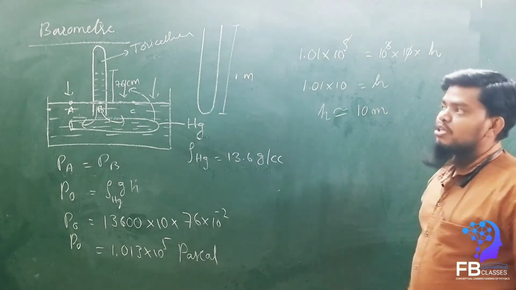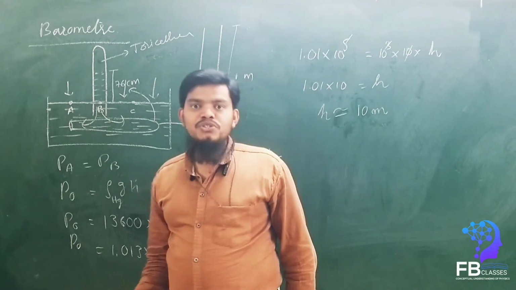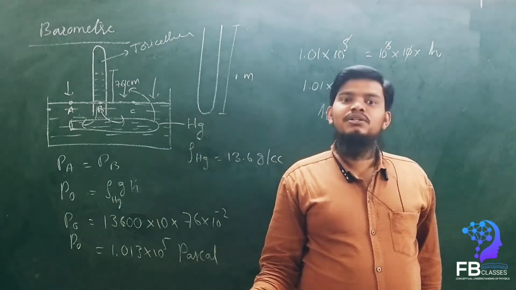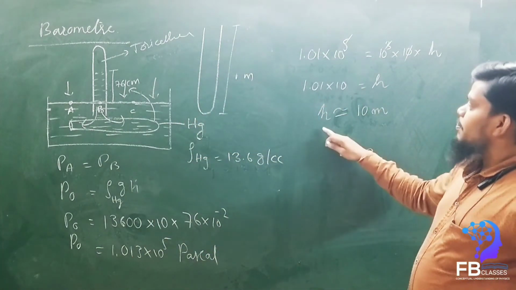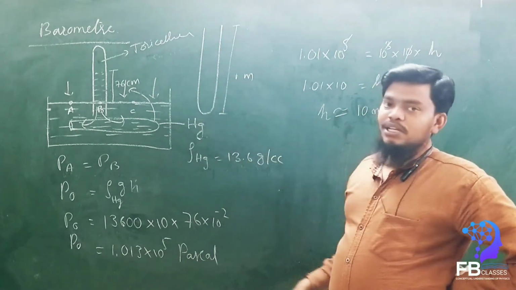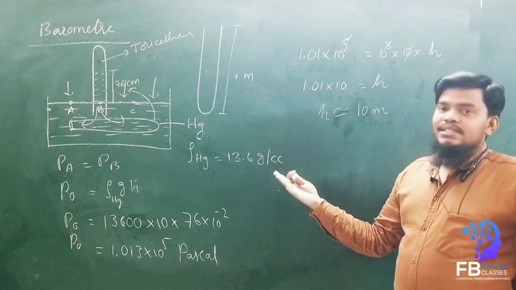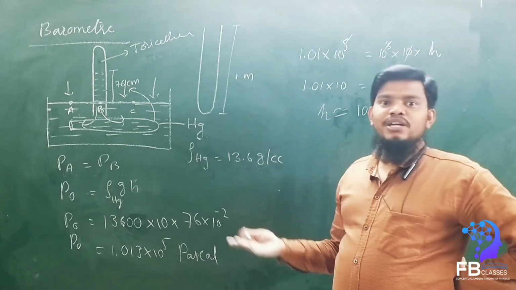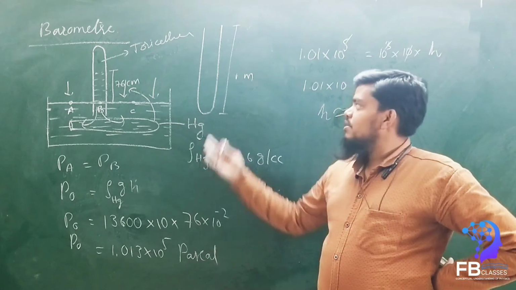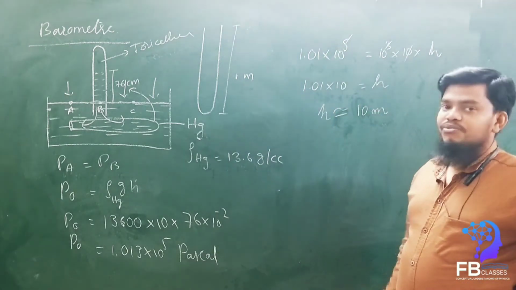So that means if you want to measure the atmospheric pressure, instead of using mercury, we can also use water. But what is the problem? The problem is the tube. We have to take a tube 10 meters in length, so it is not easy to carry from one place to another. But a 1 meter tube is very easy to carry compared to a 10 meter tube.